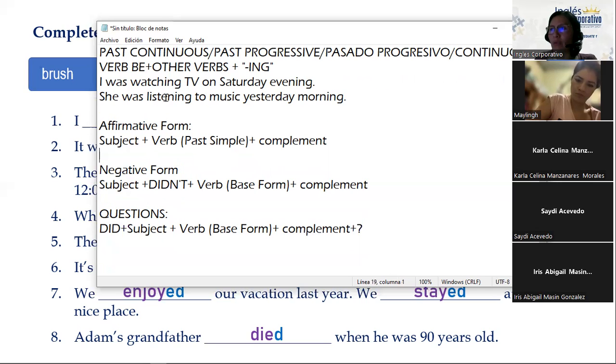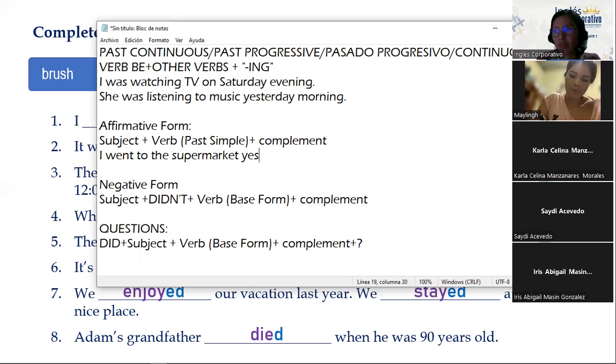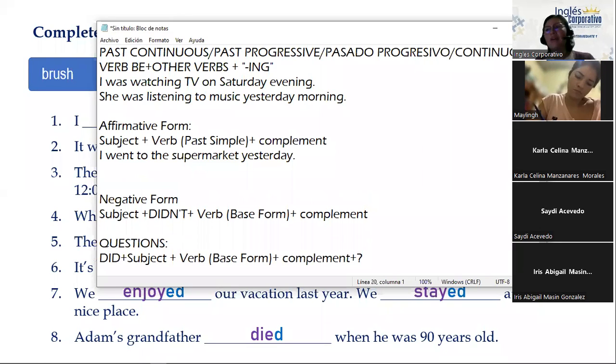Teacher, can you give me examples? Yes, I can. So with affirmative sentences, okay? I went to the supermarket yesterday, right? I went to the supermarket yesterday early, teacher, because I had a lot to do. I had to go to church. I had to go to the market, to the supermarket. I had to visit my friends, etc.